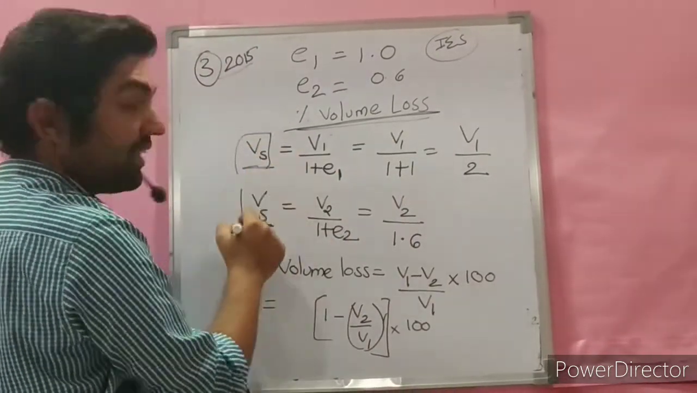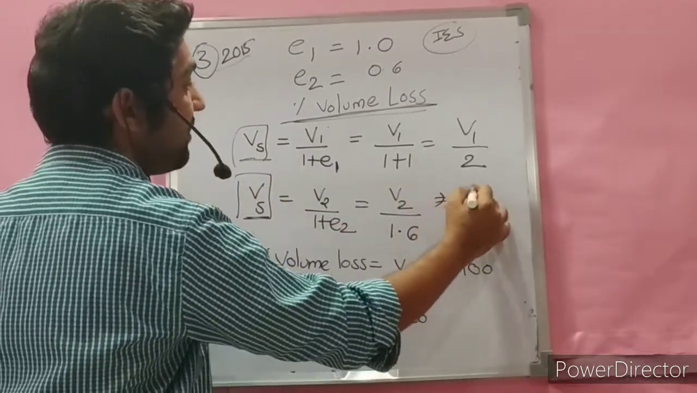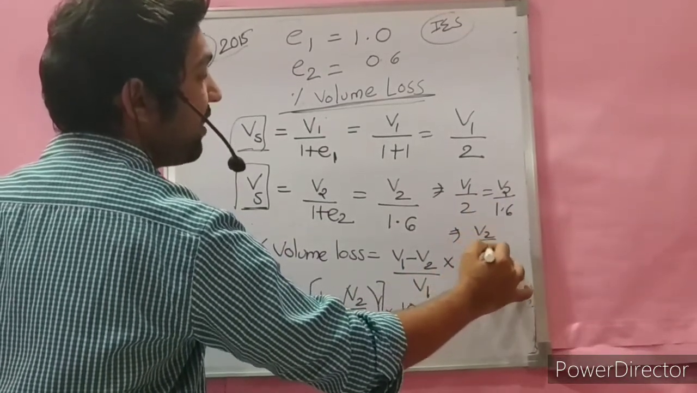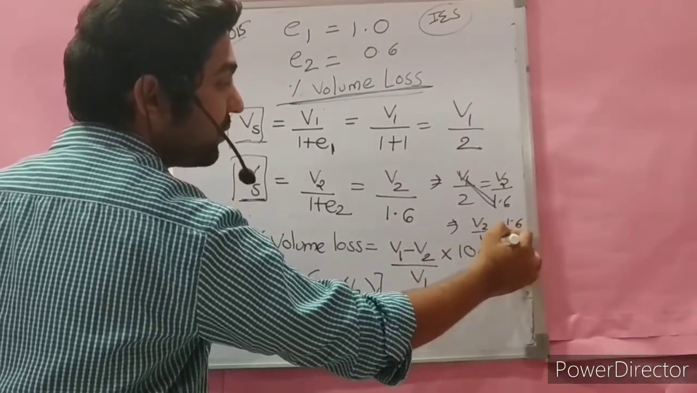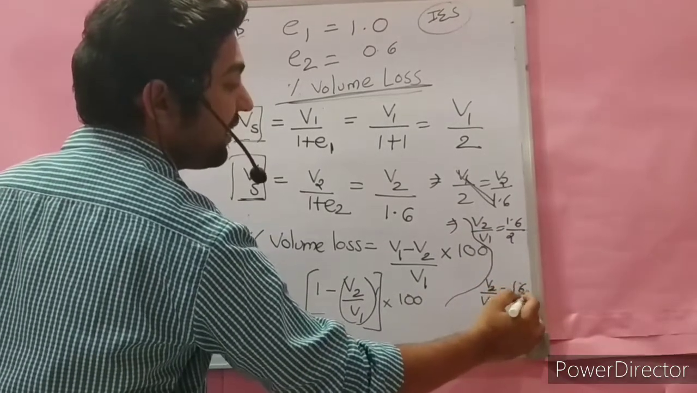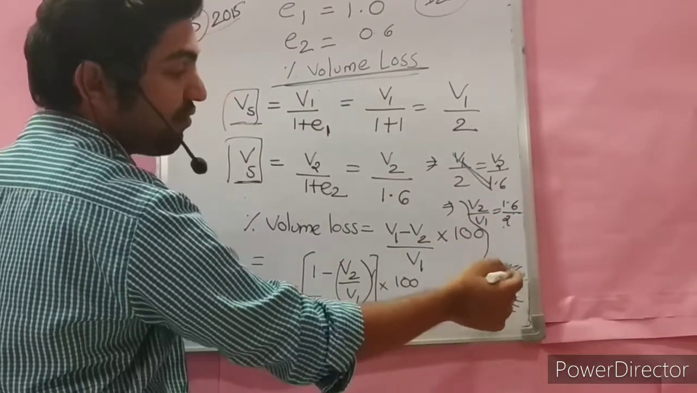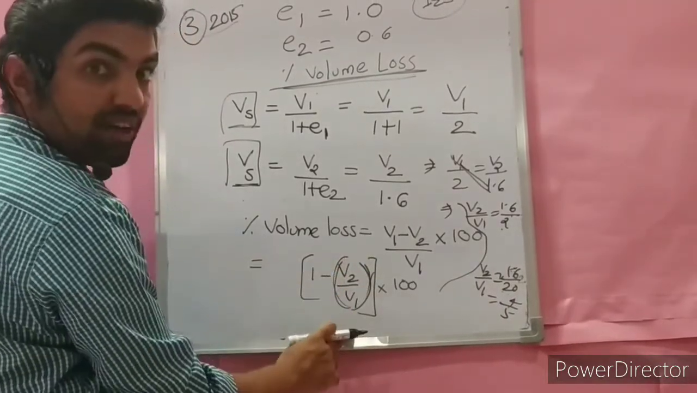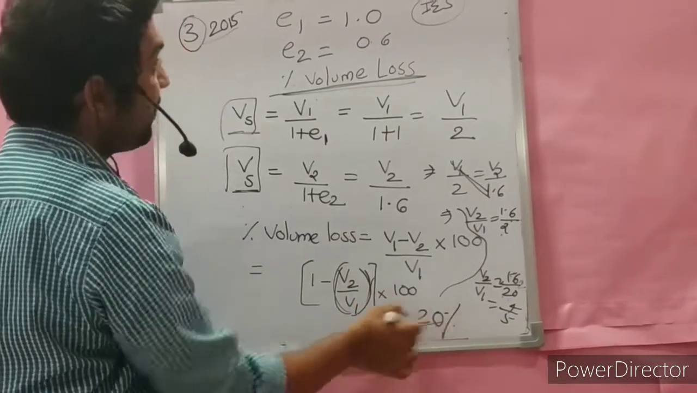Since the volume of solids before compaction and after compaction are the same, V1 by 2 is equal to V2 by 1.6. This implies V2 by V1 is equal to 1.6 by 2, that is 16 by 20, which is 4 by 5. So 1 minus 4 by 5 is 1 by 5. 1 by 5 into 100 is 20%. This is the solution for question number 3.